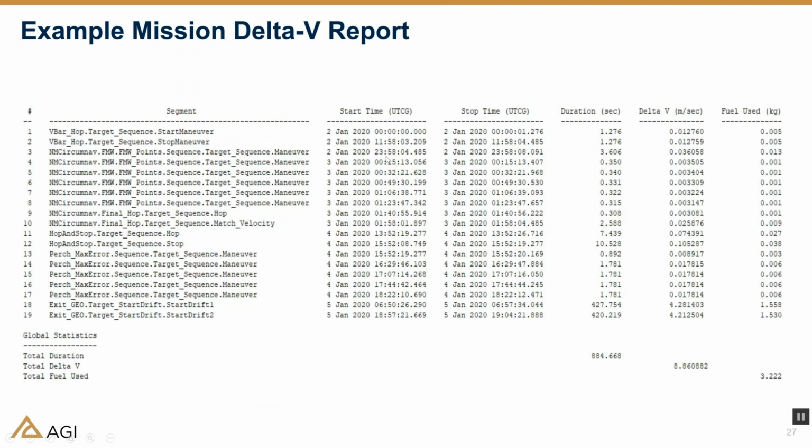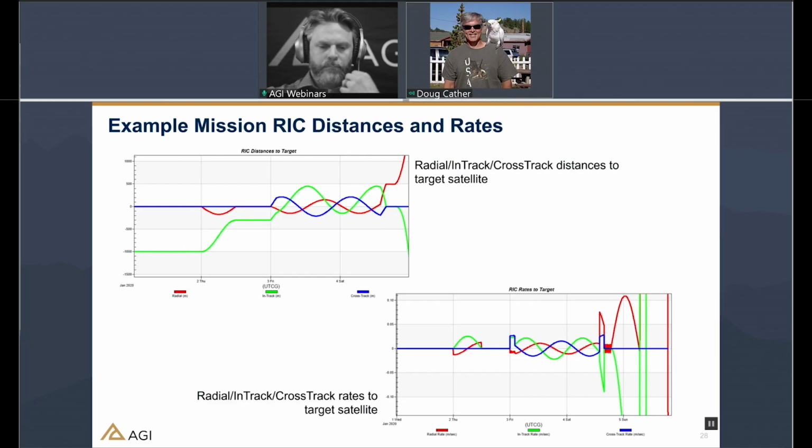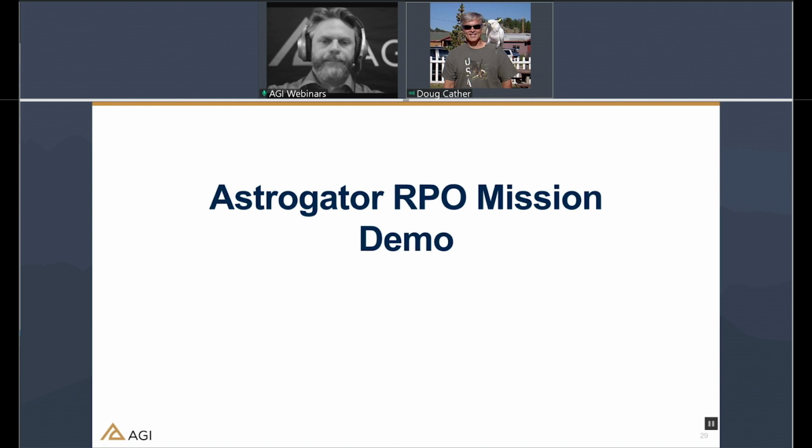This is a list of, for example, all of the maneuvers that were required to do that entire mission. So a standard report coming out of Astrogator. And then a couple of classic plots: radial, in-track, cross-track position, and velocity charts relative to the target. So those are pretty common ones to want to look at.